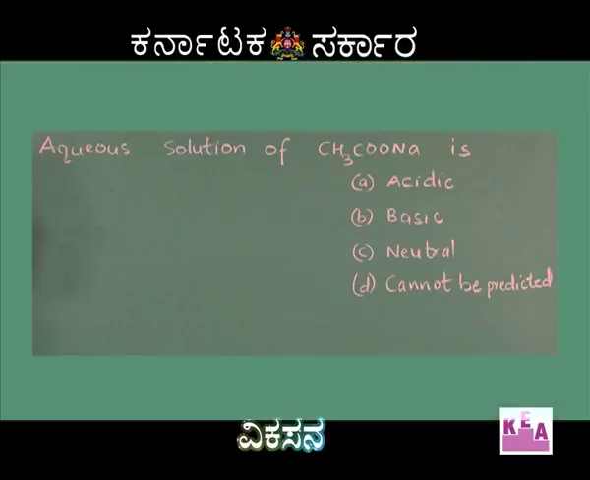Students, this is a problem related to hydrolysis of salt. I will read the question for you. Aqueous solution of CH3COONa is: option A, acidic; option B, basic; option C, neutral; and option D, cannot be predicted.